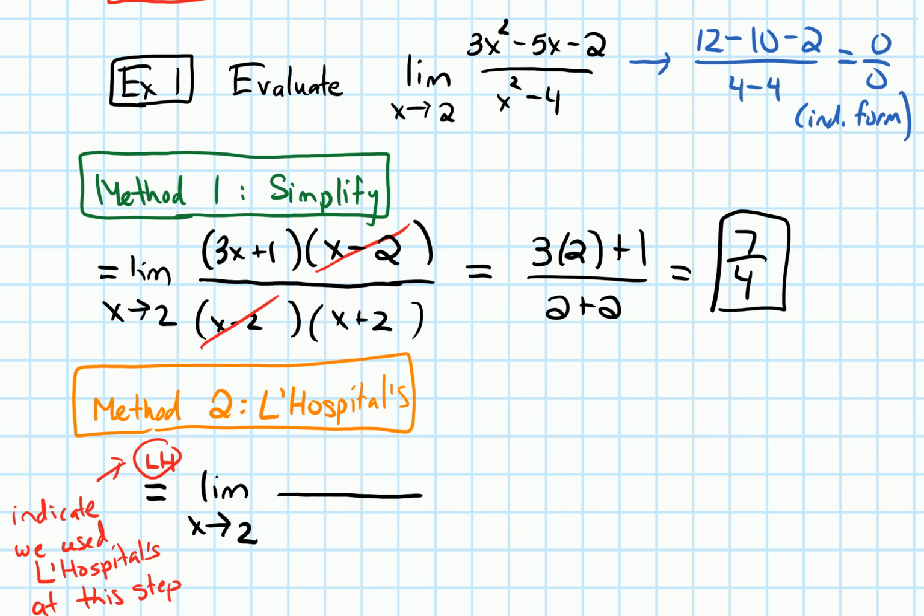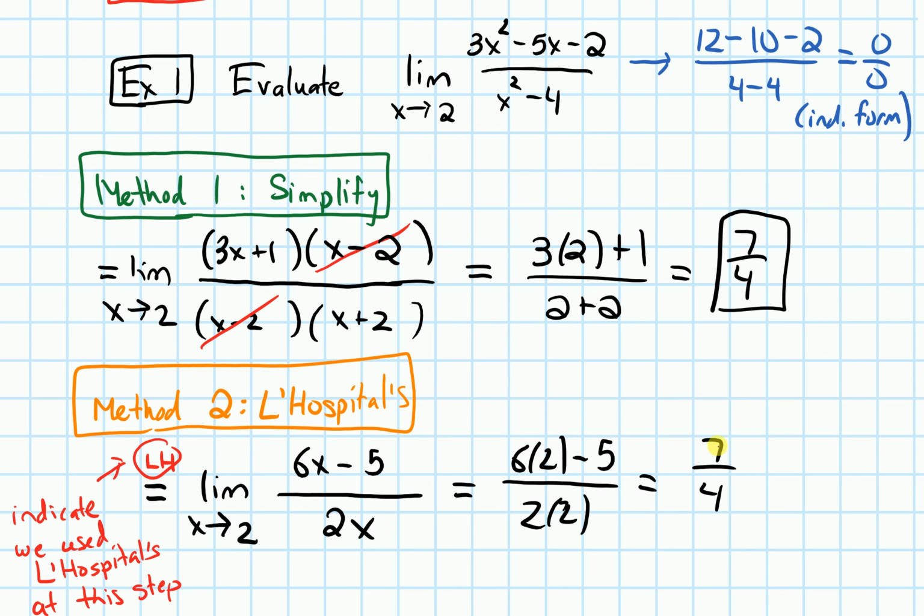All right, so with L'Hopital's rule, we end up taking the derivative of the top, which is 6x minus 5. And then on the bottom, I write the derivative of the bottom, which is 2x. Again, this is not quotient rule. I'm taking the derivative of the top and of the bottom individually here. Okay, so we've done those derivatives. Now let's try plugging in. If I plug in, I get 6 times 2 minus 5 on the top, 2 times 2 on the bottom. And overall, this is 7 over 4.